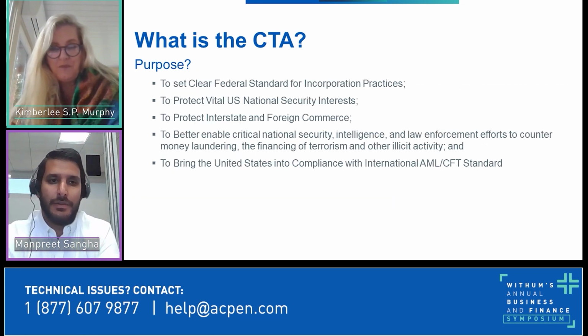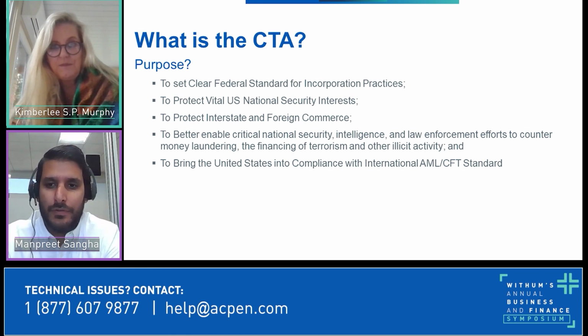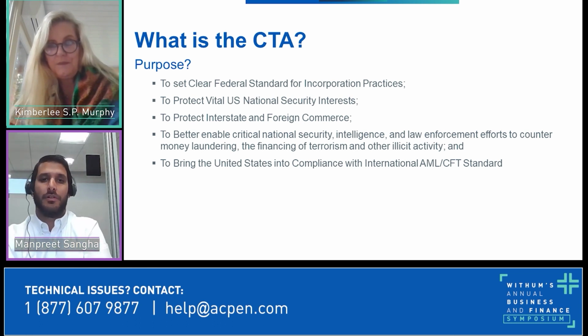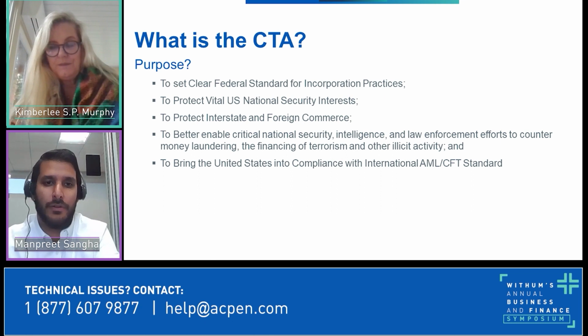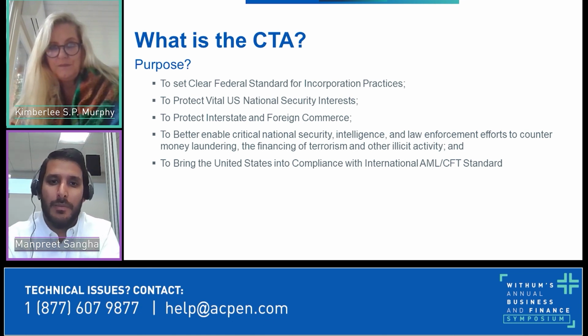So as we highlighted on the previous slide, the purpose of the CTA, again, is to set that clear federal standard for incorporation practices. National security is always a concern. So again, gathering more information, more information reporting, protecting interstate commerce, and again, these international AML and CFT standards that Kimberlee was just referencing.